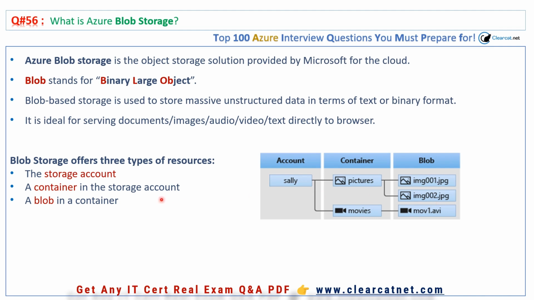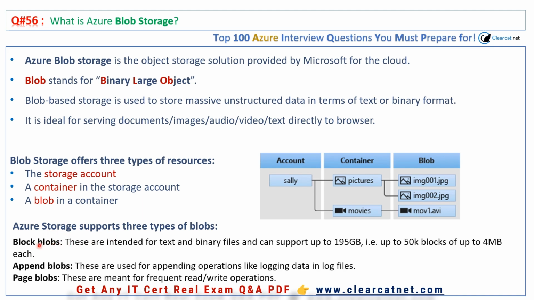Azure Storage also supports three types of blobs: block blobs, append blobs, and page blobs. Block blobs are intended for text and binary files and can support up to 195 GB, for example, up to 50K blocks of up to 4 MB each.